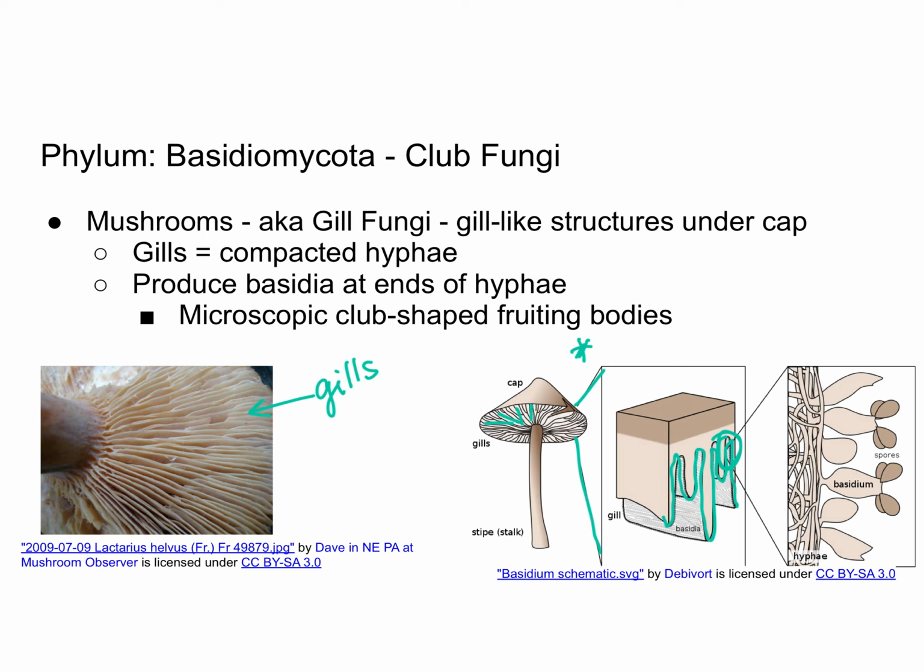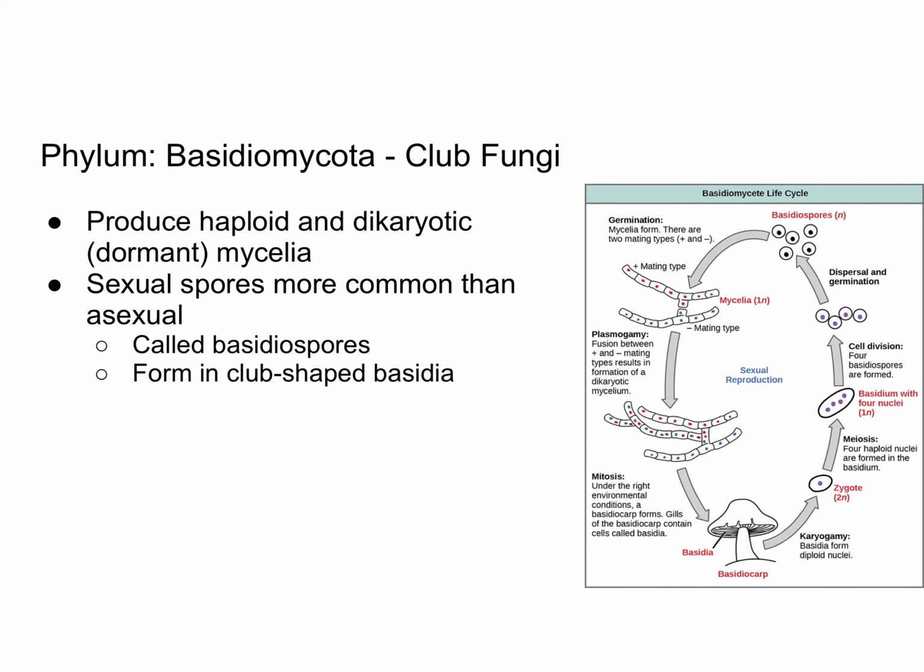If we zoom in even closer to one area of one of these gills, you can see that there are these club-like structures called basidia. Basidia is plural, basidium is singular. These basidia are the clubs, so that's how it gets the name club fungi, because these are described as club-shaped, and the spores are at the ends of these basidia. The fungi in Basidiomycota are more likely to do sexual reproduction than asexual.